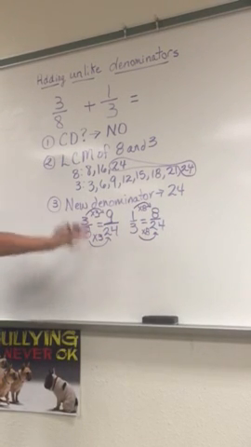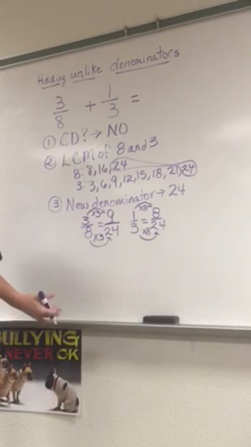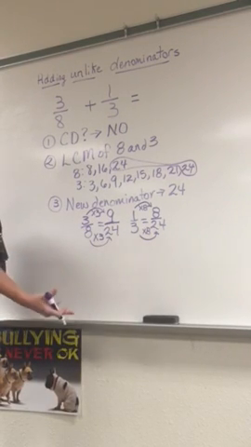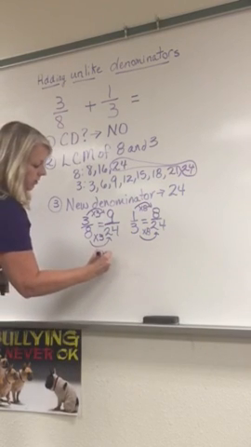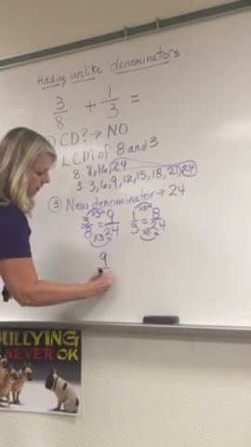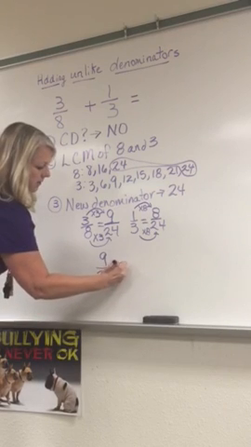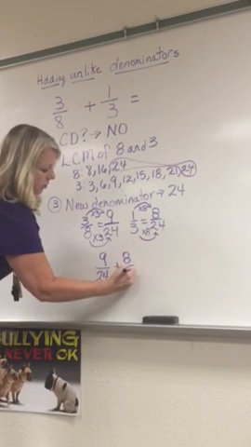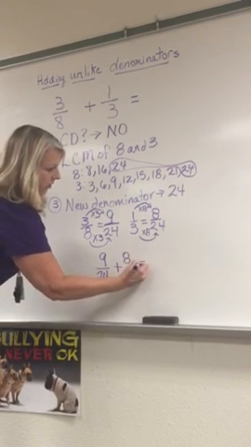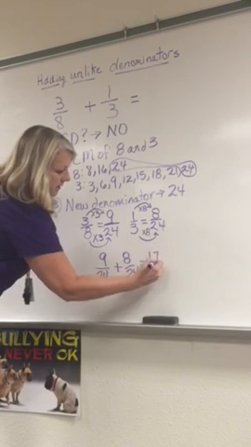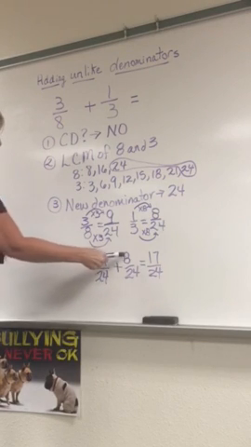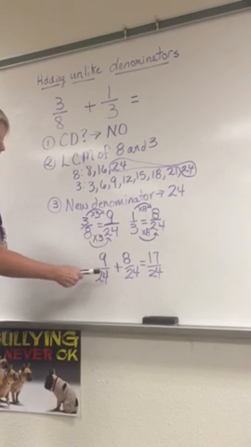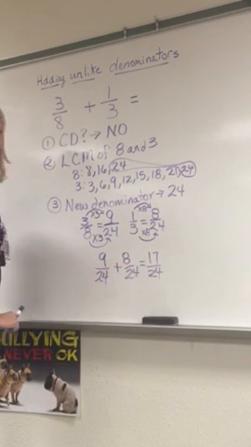Last thing we need to do is add them together. So I want you to push pause and add up your two fractions. You should have had 9/24 plus 8/24, and your answer should be 17/24, because we always add numerators, but leave the bottom number alone.